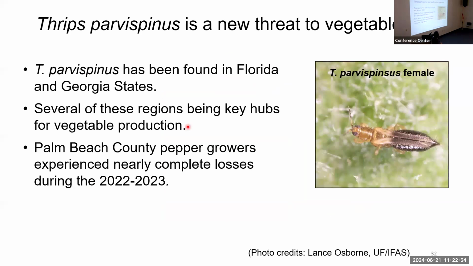And now these thrips were detected not only in Florida, but also Georgia and potentially Pennsylvania and North Carolina. Some of these places are hubs for many vegetable crops, so they can cause even bigger damage in the future.